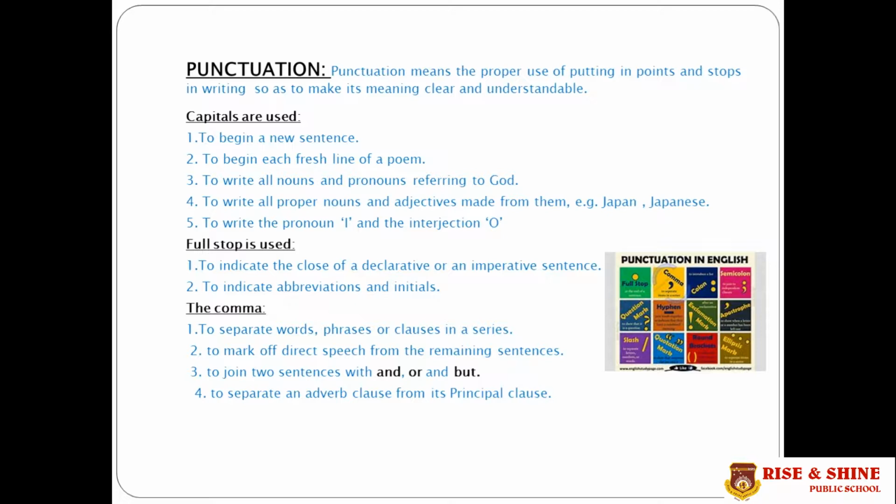The comma is used to separate words, phrases and clauses in a series, to separate the contents of a list. To mark off direct speech from the remaining sentence, when we have direct and indirect speech, we always put a comma between them. To join two sentences with and, or, but: when we have these conjunctions in a sentence, we use the comma. To separate an adverb clause from its principal clause: when we have two clauses in a sentence and the conjunction is at the start of the sentence, we separate both clauses with the help of a comma. Moving forward, here is another exercise regarding punctuation.